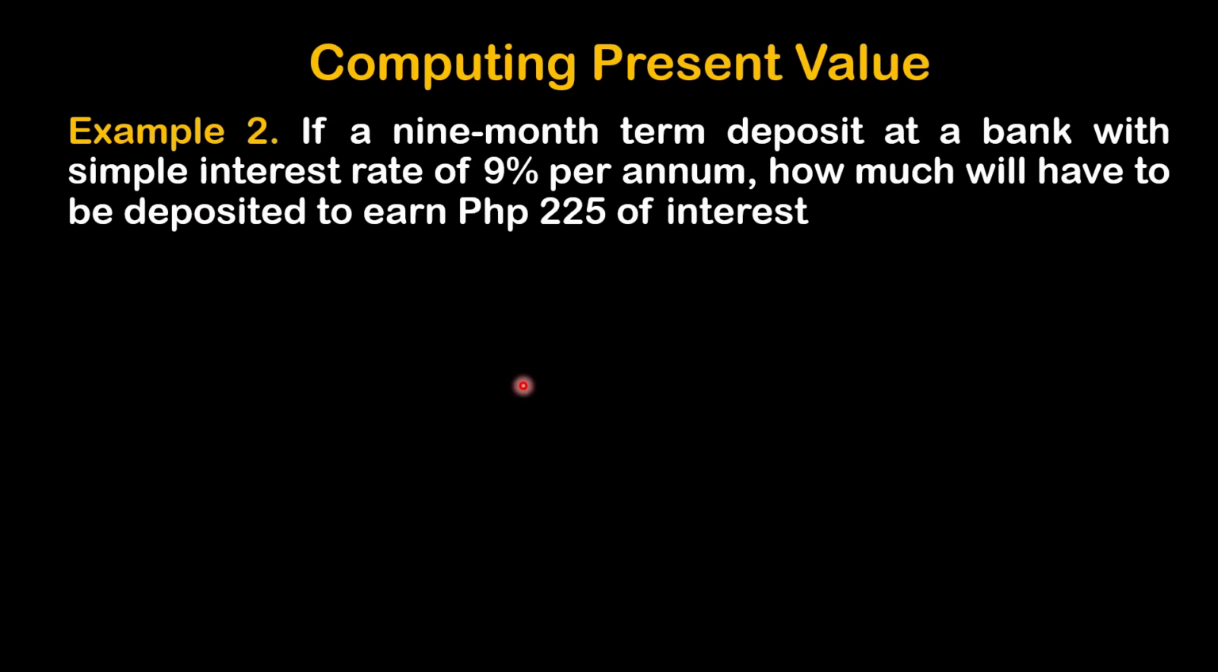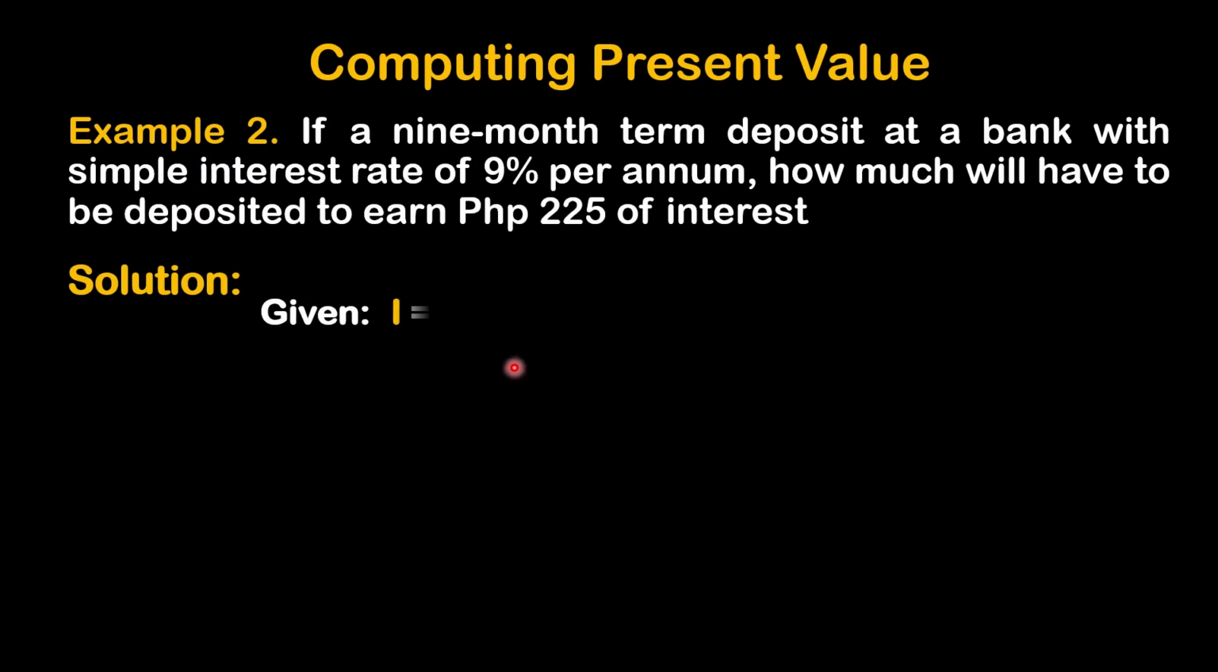Again, take note, what we are looking for here is the amount of money to be deposited. So clearly, what we are looking for is the present value, or the principal amount. Since we know our goal, what we need to solve, the next thing we will do is to identify the givens in our problem.